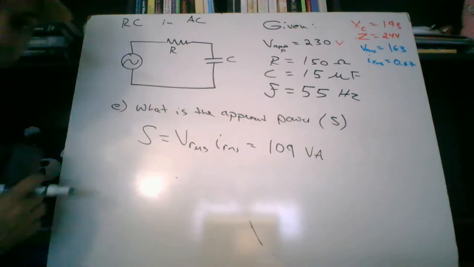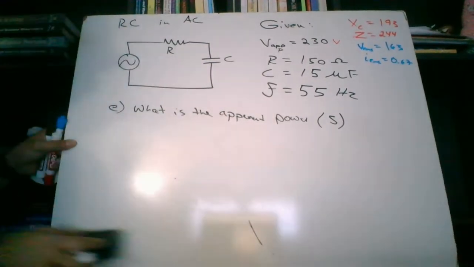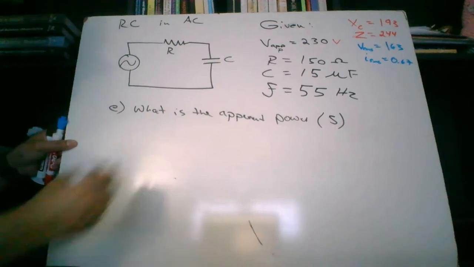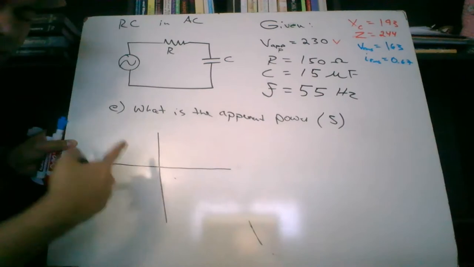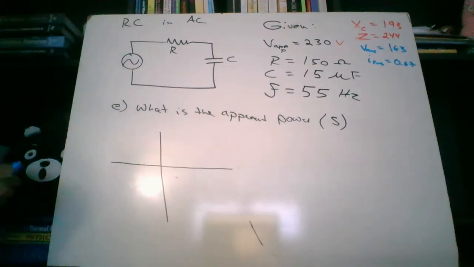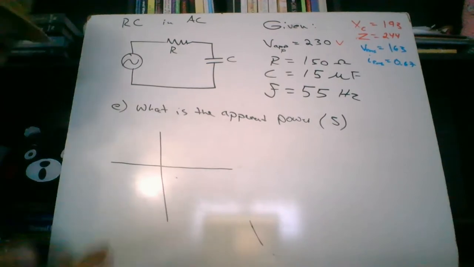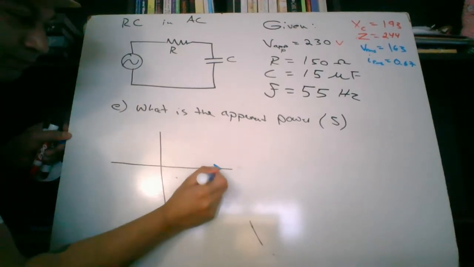Now, there is one other way of doing this exact same question, and it's called using a power triangle. And what you do is you make your phase diagram, or your real and imaginary. And along this axis, you put the real. The real is going to be the real power. So here, we would put our real power, P.